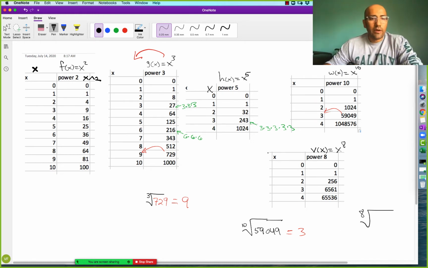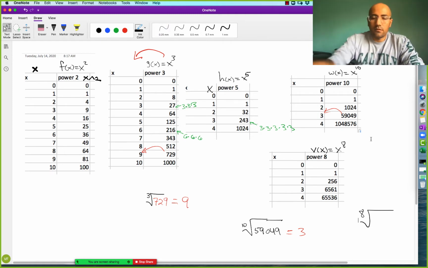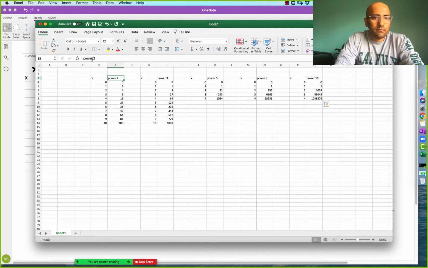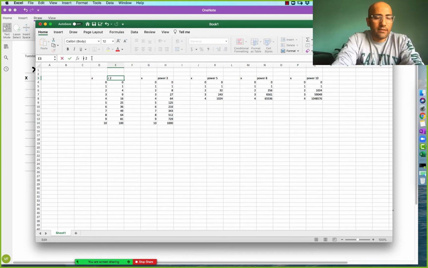Okay, so raising an input to a constant exponent is related to roots, right? So we're going to do the same thing with exponential powers, but we want to go backwards on those. So let's do that with this thing again. I'm going to change this to say base 2.